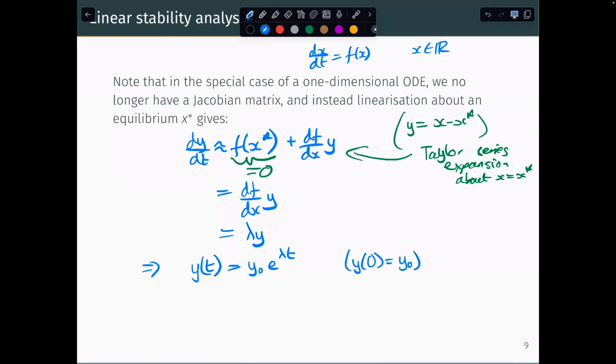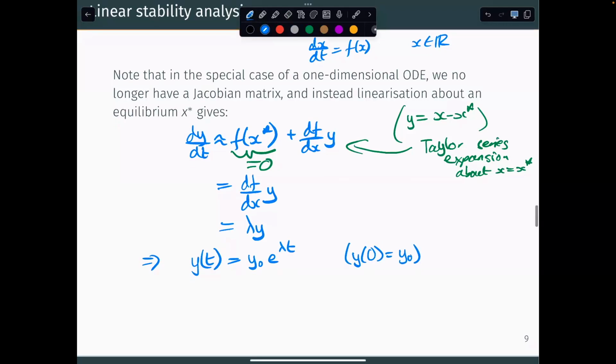This is obviously very similar to what we had before, one dimension rather than n dimensions, so it's much more straightforward. And so as before, x star is locally asymptotically stable, I'll abbreviate to LAS, if and only if lambda is less than 0. Note we can't have a complex eigenvalue here, so you can't have oscillations.